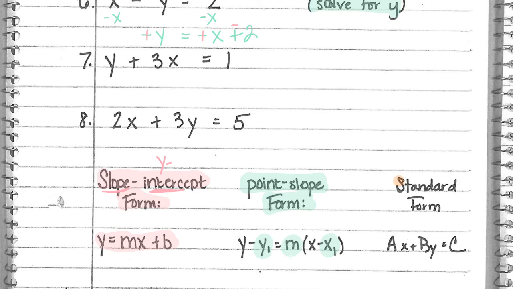And we talked about standard form in the last video. Standard form ax plus by equals c. This is best for finding the x and y intercepts.